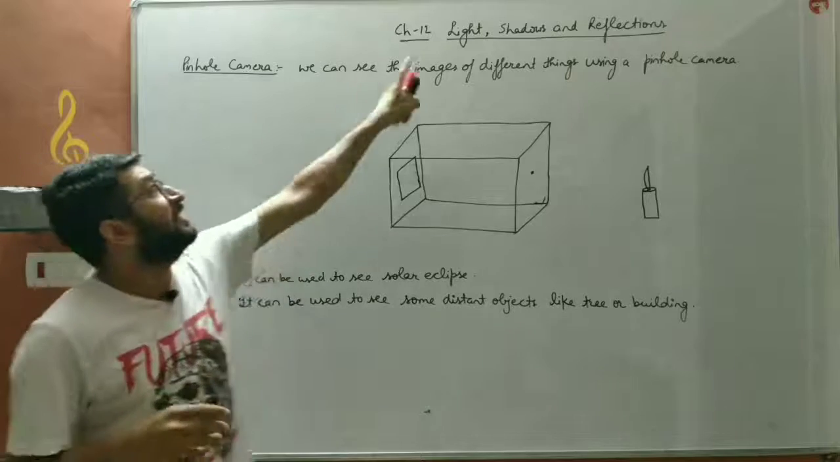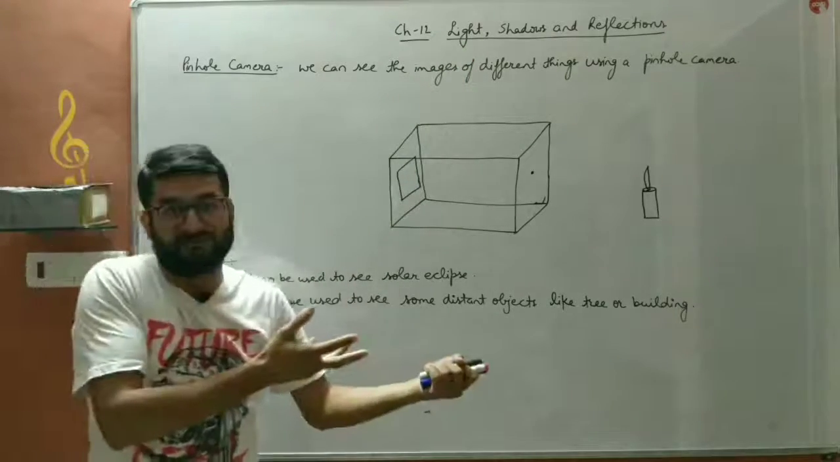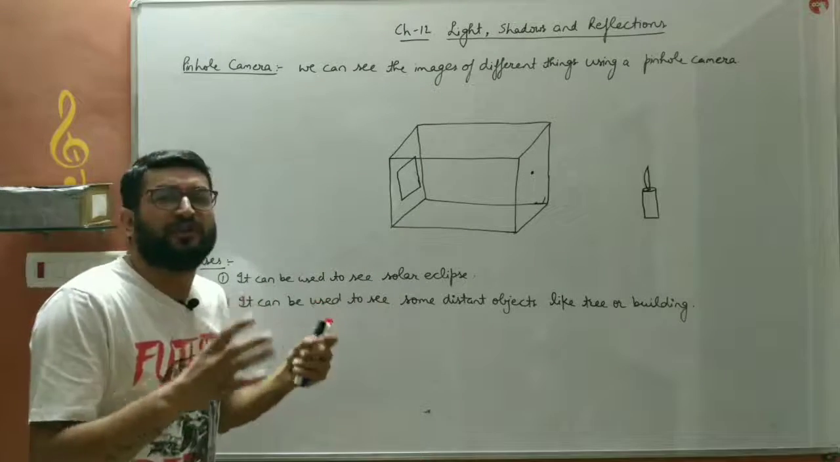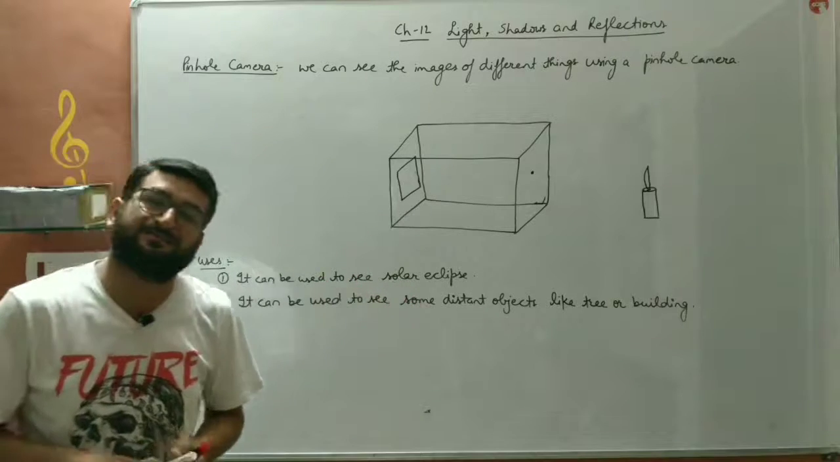What is light, bache? The term light is a form of energy which enables us to see. It is a form of energy due to which we can see the things around us. That is known as light.